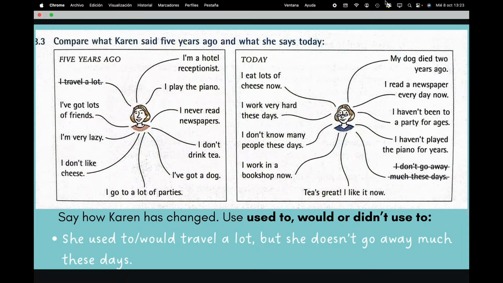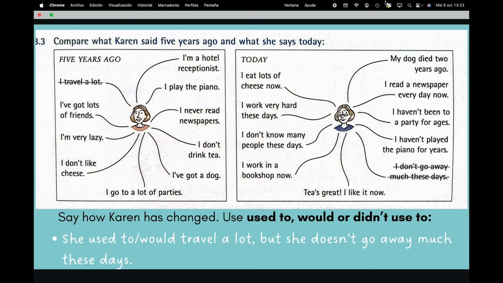So you can say, okay, Karen used to travel a lot, but she doesn't go away much these days. The idea is that you pick one sentence from the left and one sentence from the right that makes sense, all right? In this case, because travel is an action verb, you can say both. You can say she used to or she would travel a lot, okay? Because it's an action verb.